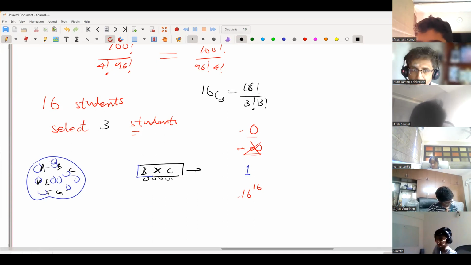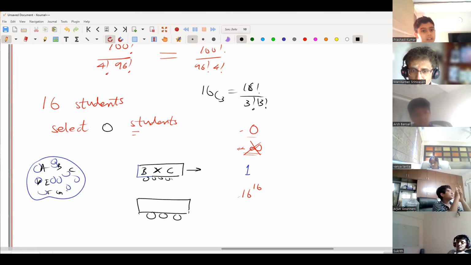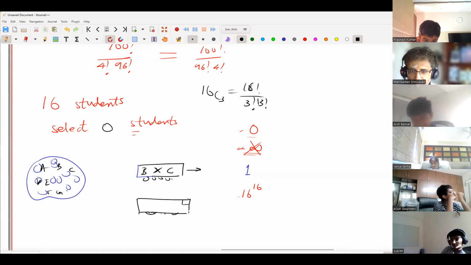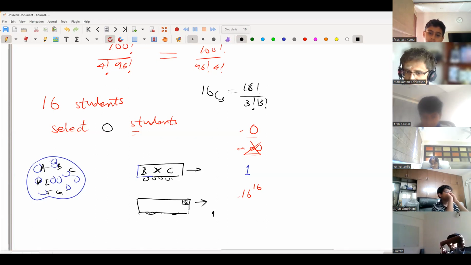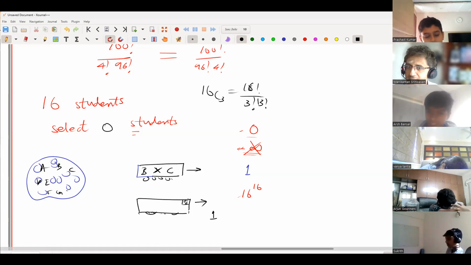But suppose it's now not 3 students, but 0 students. Again, the school bus is waiting. The school has to load up 0 students and send for the inter-school competition. How many ways can it do it? Only one way. It has to send an empty school bus essentially. So there's only one way of selecting 0 from 16. The act of not selecting anything is one act. So in one way, I can select 0 out of 16.